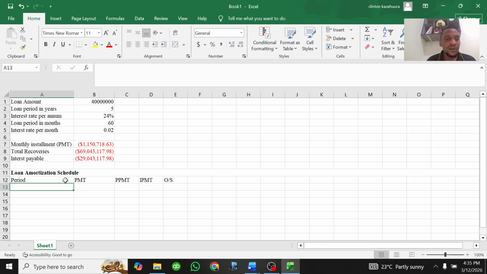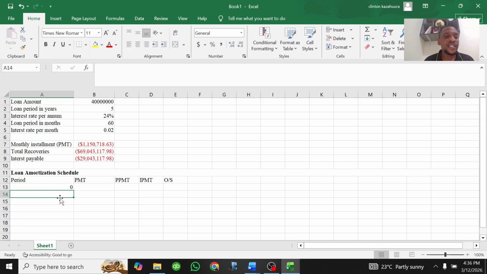So for the period, we are going now to do the next 60 months, but we shall start with month 0. Month 0 represents the date when the loan is acquired. So when the loan is acquired immediately, that one we call month 0 in loan amortization. That very date.